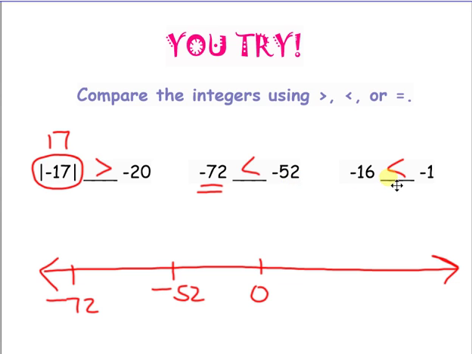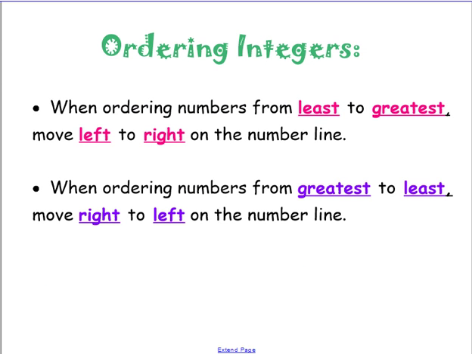All right, over here we have -16 and -1. So which one is smaller? Well, you should say that -16 is smaller. Okay, oops, let's erase these guys that I have here. So -16 could be over here, but -1 is going to be right over here. Okay, so -16 is smaller. So this says -16 is less than -1. All right, that's it for comparing integers.